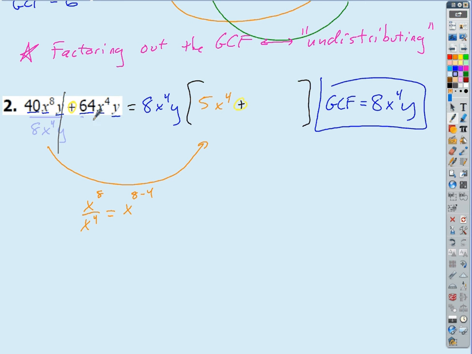And then what about the other part? If we divide 64x to the 4th y by 8x to the 4th y, the variables all cancel, don't they? X to the 4th over x to the 4th cancels. Y over y cancels to 1. And what's 64 divided by 8? Okay. So there it would be in factored form. I undistributed my 8x to the 4th y. Okay, does that make sense?